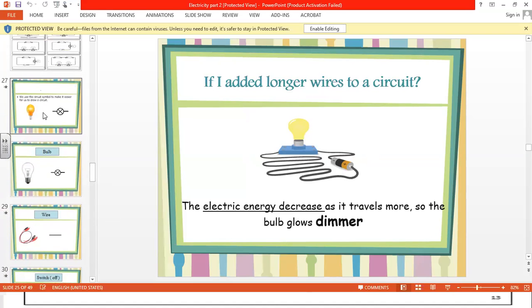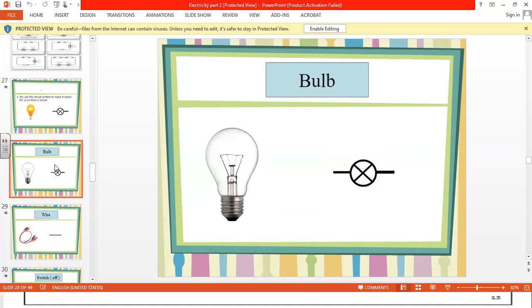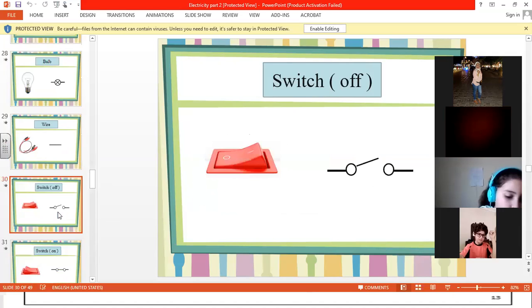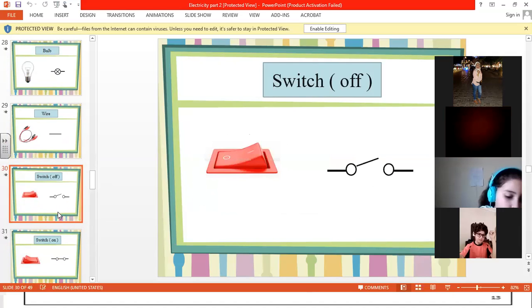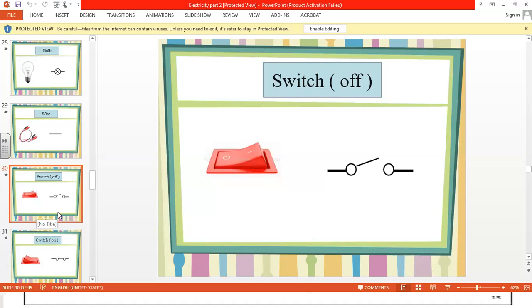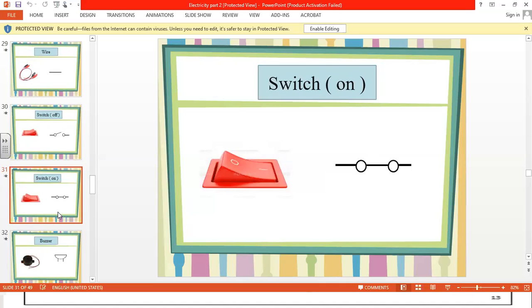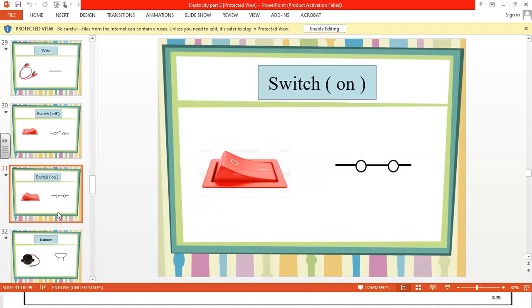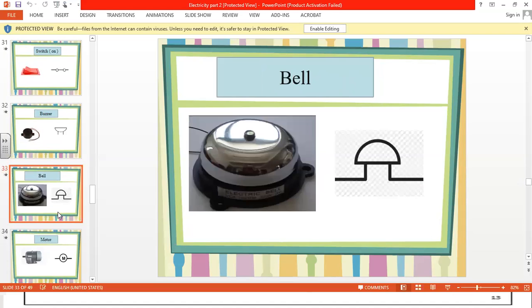Okay. Now, as for the symbols that we are using for the circuit, these symbols make it easier for us to draw the circuit. The bulb is, of course, the circle with a cross inside it. The wire is the straight line. Switch off is this shape, when the ends do not meet, it is off, or an open switch. And if they are touching each other, it's a switch on, or a closed switch. This is the buzzer, and of course, this is the bell.